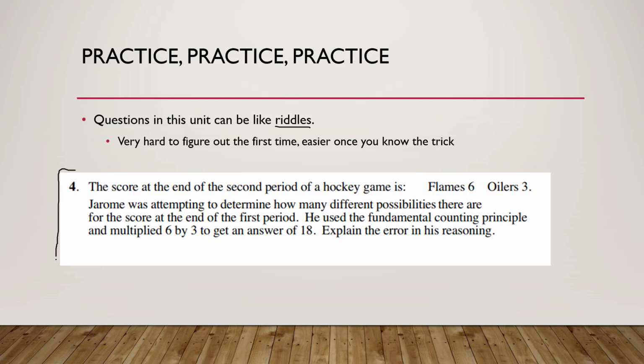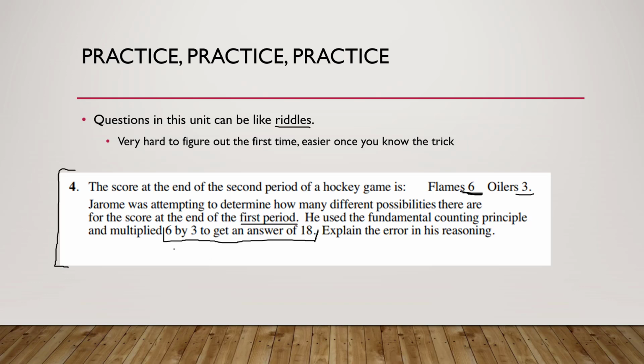Question number 4 here from lesson 1 is another good example. So, here's the score at the end of the second period. Now we're looking for how many possibilities there are for the score at the end of the first period. So all we know is at the end of the second period, Flames have scored 6 goals. It is very common to go to this solution here.